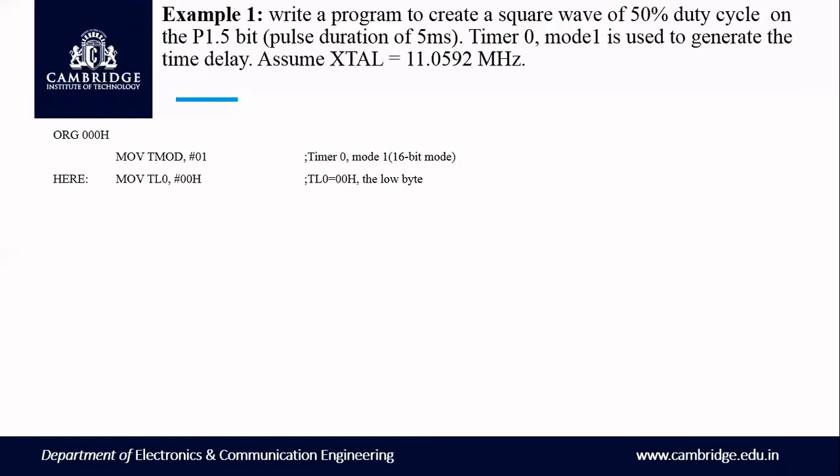In the previous slide we calculated that. EE00 is going to generate so many counts that, multiplied by 1.085 microseconds, is going to generate the desired time delay. Once it is loaded, then we need to write CPL P1.5 to toggle this particular pin every 5 milliseconds so that it will generate a square wave. Then call a delay. It will go to a delay where you are going to generate a 5 millisecond delay.